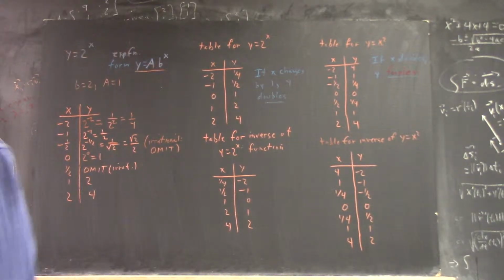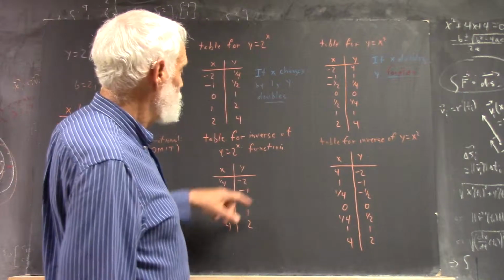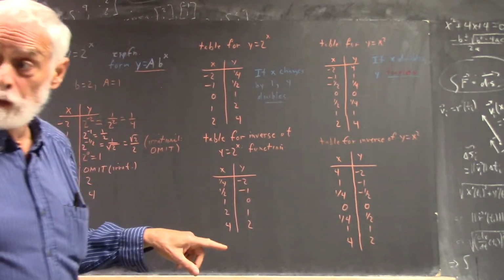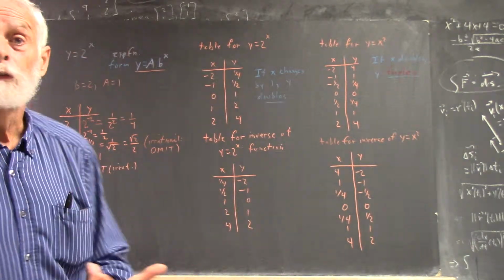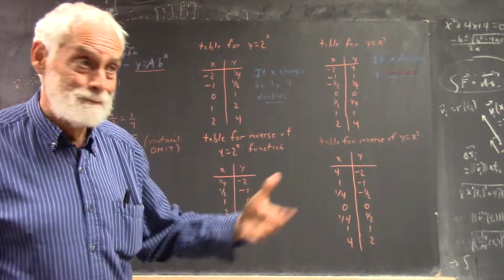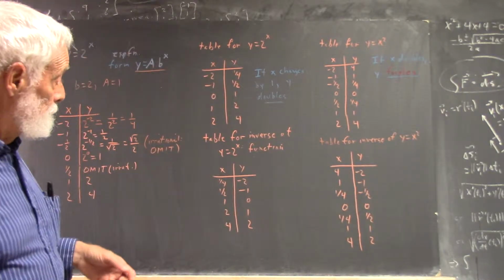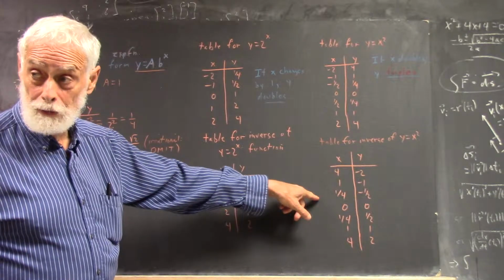Okay, so we have tables for x squared and 2 to the x. We get the tables for the inverse relations. Now they're not both inverse functions because one of these is not a function. When you graph it, you get a graph that isn't a function. So this one is a function. This one is not a function.